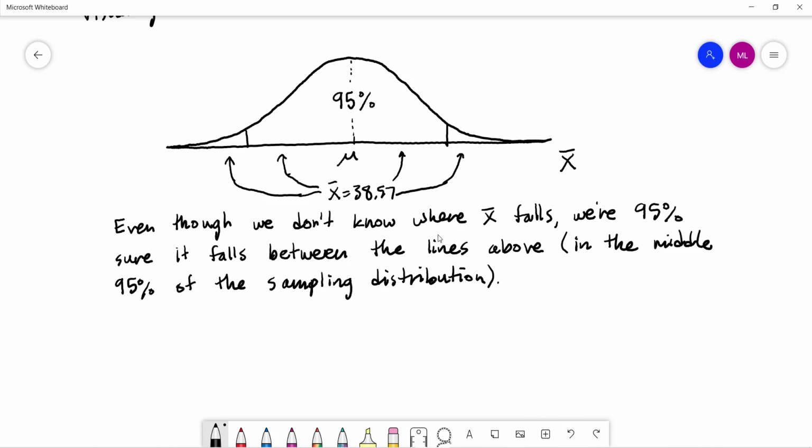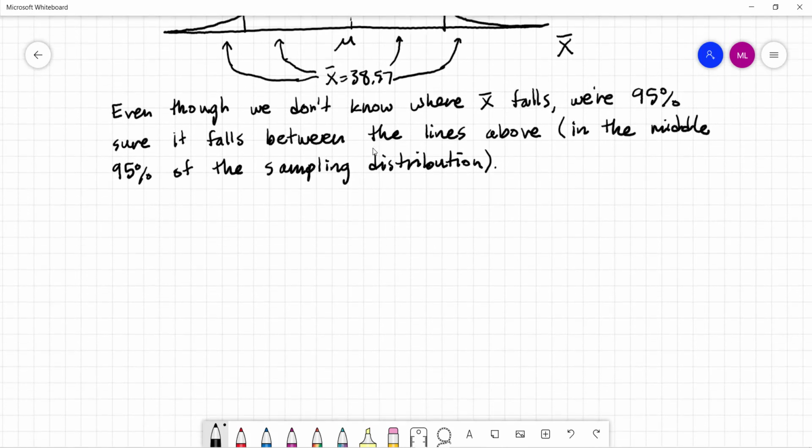So all I need to do is figure out how big to make our margin of error so that as long as x bar falls somewhere in this range of values, in this most common 95% of values, the margin of error will make our range large enough to capture the true value of mu down here. So what I'm suggesting is, let's draw this picture again.